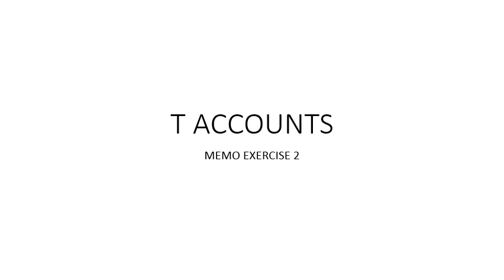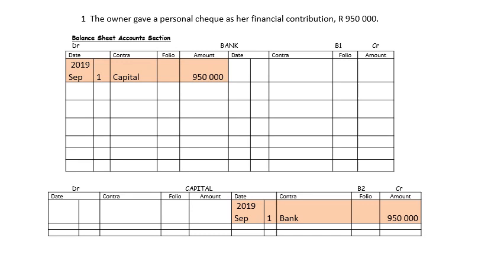Morning, grade 8. This is the memo discussion of exercise 2 of T accounts. Let's see how it went. Right, the first transaction says the owner gave a personal check as a financial contribution.